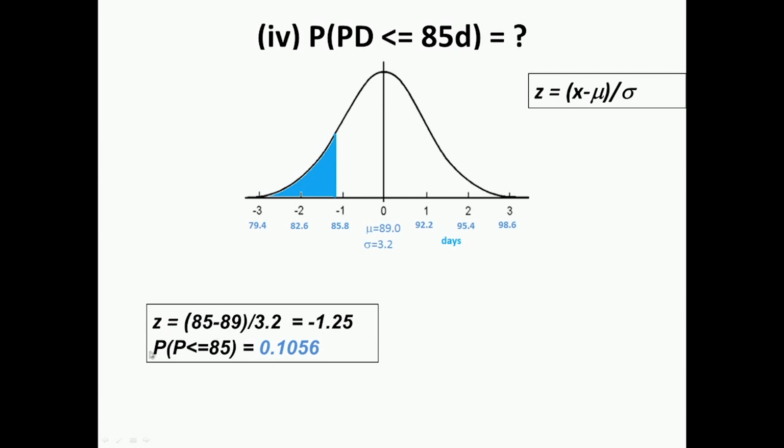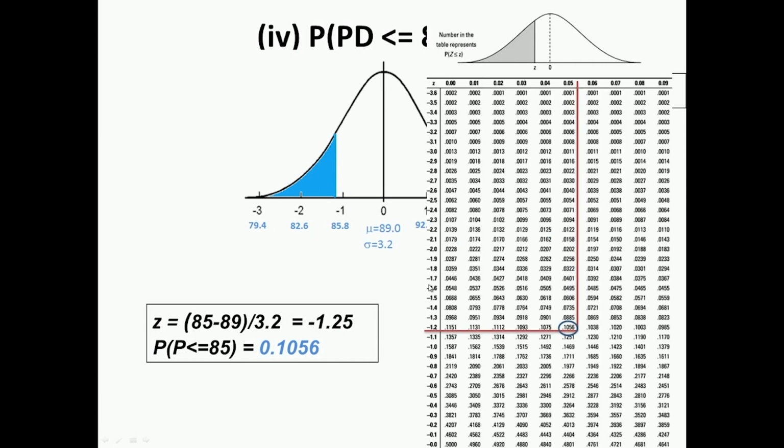Okay, so that is the value of x from the mean, and now I go to the normal table with this portion shaded, and you can see I am looking at minus 1.25 and I get 0.1056. So, 0.1056 is the shaded area. I can read this directly off. So, the probability of the project duration being less than or equal to 85 is 0.1056.